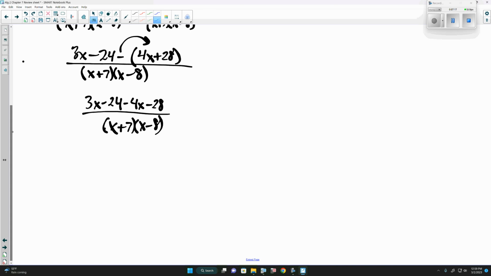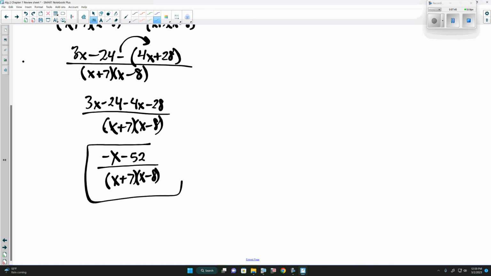Now at this point here, we can combine like terms. 3x minus 4x is negative x, and 24 minus 28 is negative 4. Is there a greatest common factor between x and 52 other than positive or negative 1? No. We could pull the negative 1 out, but it's not going to help anything because we don't have anything that would match up with x plus 52. So that there is the final answer.